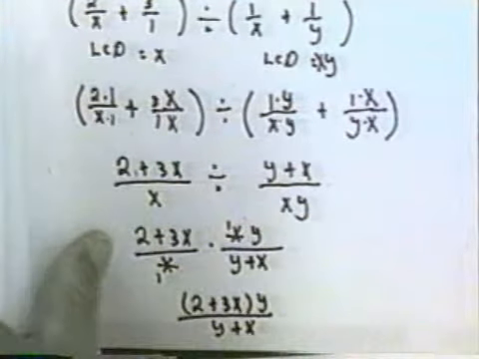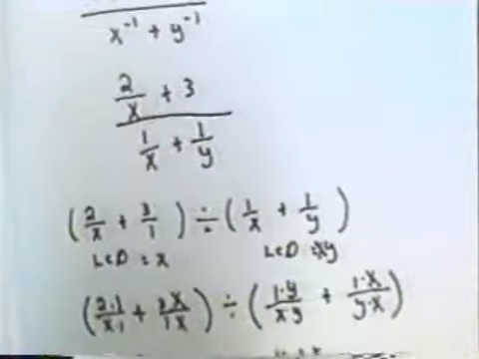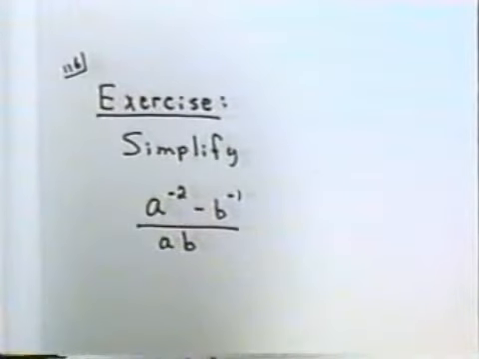Now I'm going to give you another exercise dealing with negative exponents. Simplify a to the negative 2, subtract b to the negative 1, divided by ab. Copy the problem, stop the tape, work the problem, restart the tape to check your answer.